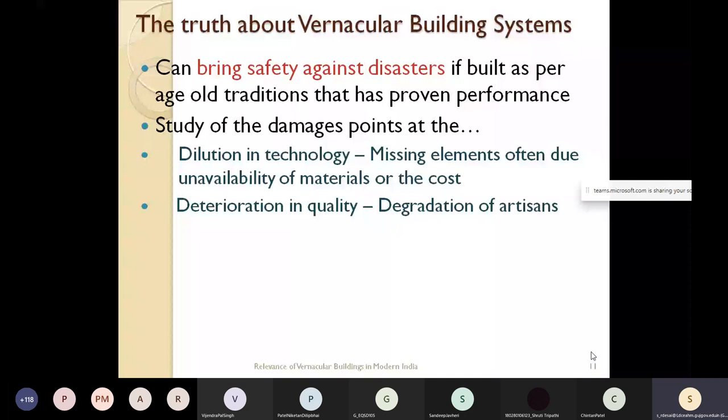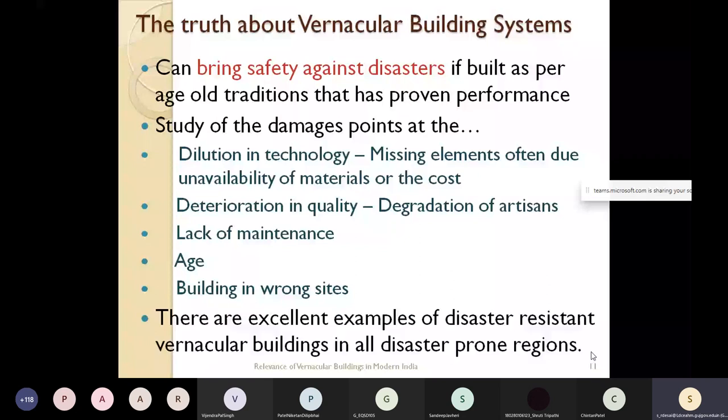And then, what they build, lack of maintenance. We are not known to be great at maintenance. We all know it. We can see these things all around. And older buildings, obviously, when we talk of vernacular buildings, you have buildings which are 50, 60, 100 years old, and with that age you pay a price in disasters. As population is increasing, you are building on wrong sites, and a lot of these are vulnerable sites. Obviously, the buildings suffer and people lose their lives. So let us see some great examples of disaster-resistant vernacular buildings in disaster-prone regions.